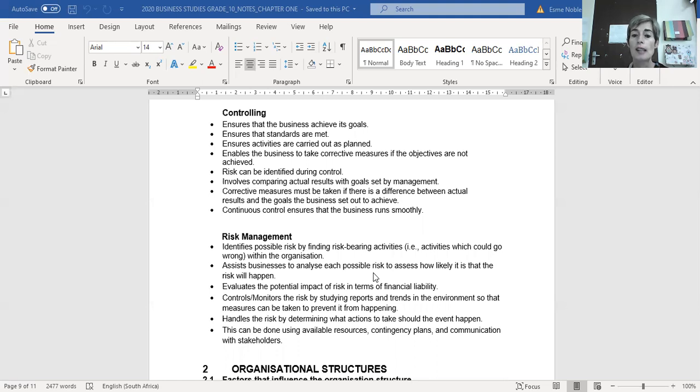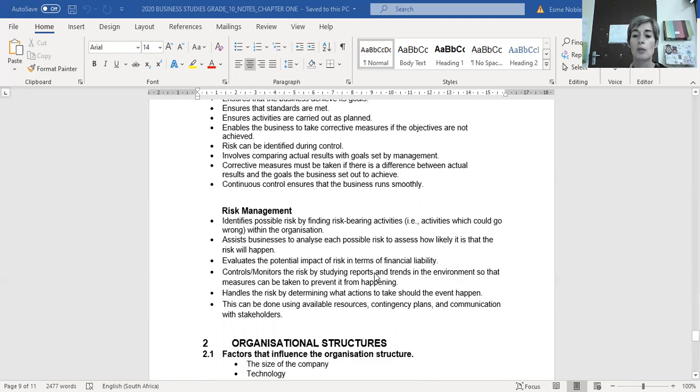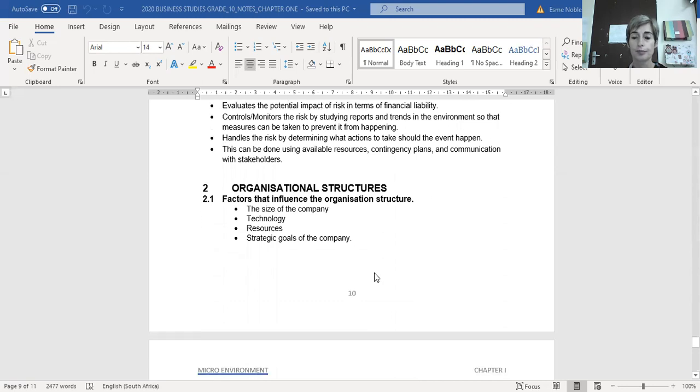Controls and monitors the risk by studying reports and trends in the environment so that measures can be taken to prevent this in the future. Handles the risk by determining what actions to take should the event happen. This can be done using available resources, contingency plans, and communication with stakeholders.